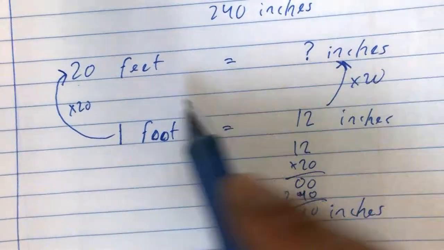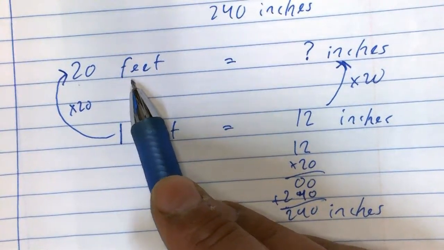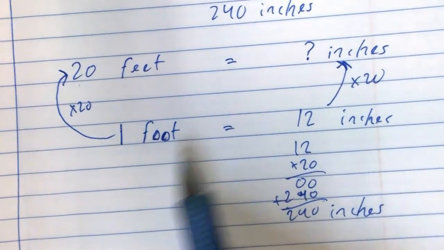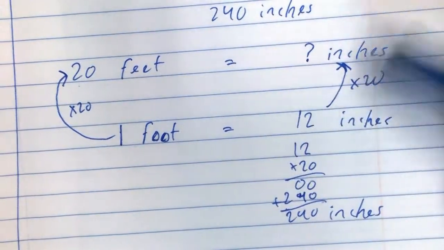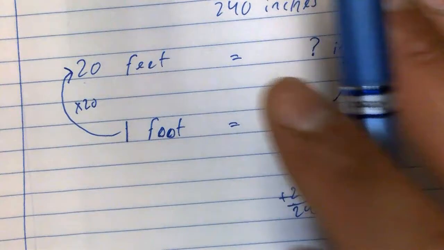Okay, anyways. So another way to look at it, okay? Write down what you need. You have 20 feet. You need to know inches. Okay, great. What do we know? We know that 1 foot is 12 inches. I'm keeping feet with feet, inches with inches.